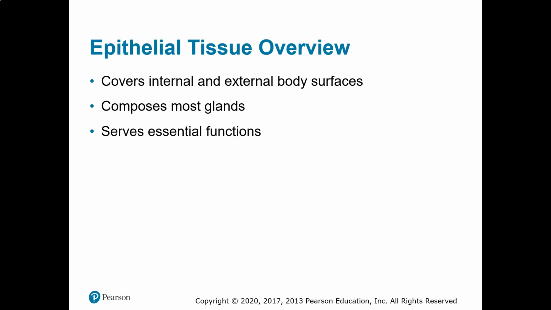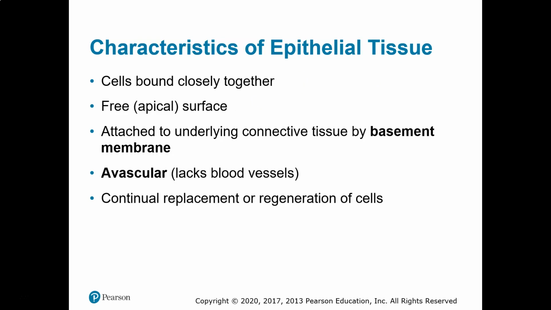Epithelial tissue overview. Epithelial tissue covers internal and external body surfaces. So if you just remember that epithelial tissue forms coverings and linings. Most glands are derived from epithelial tissue, and there are some essential functions provided by epithelial tissue. The characteristics of epithelial tissue are that the cells are always bound closely together. There's not a lot of extracellular material surrounding the cells. The cells are packed very, very tightly to each other.